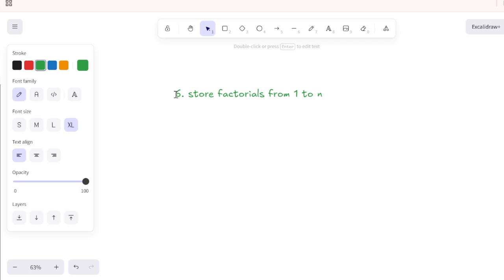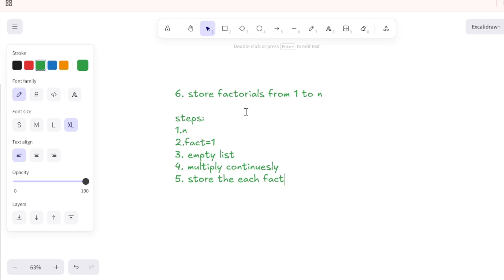So, coming to the steps, I'll give brief steps here. Firstly, read n. Secondly, initialize fact to 1. And next, create an empty list. Next, continuously multiply. Next, store each factorial. These are the steps here. Yeah, we'll go to the code directly.